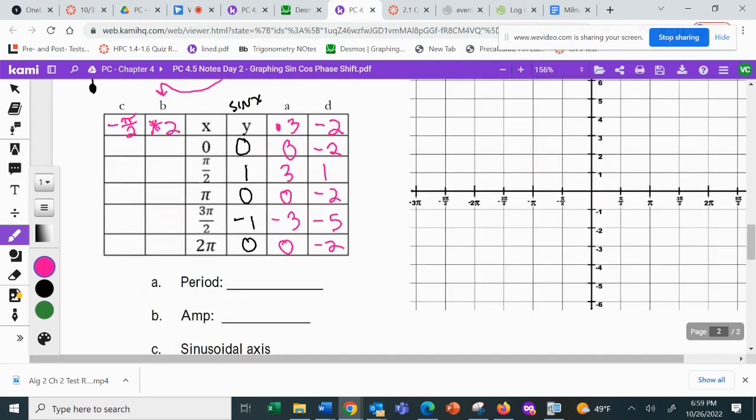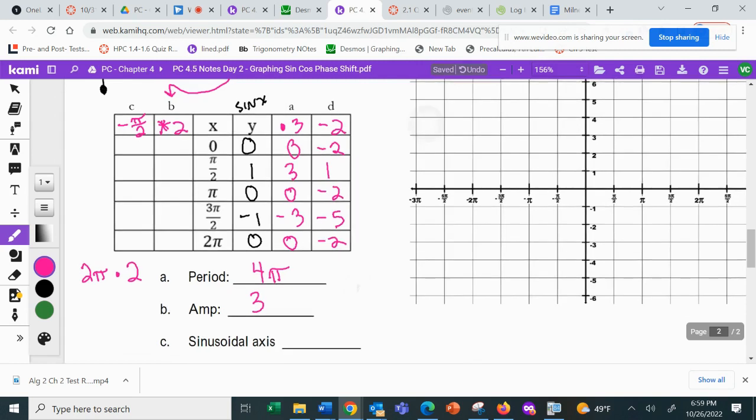So finding the period, we always start with our parent function period, which is 2 pi, and then we multiply by what we multiplied our x's. And now our period is 4 pi. Our amplitude comes from our vertical stretch, which is 3. It's always a positive answer.